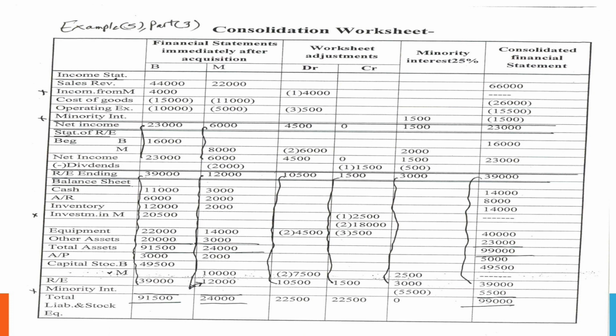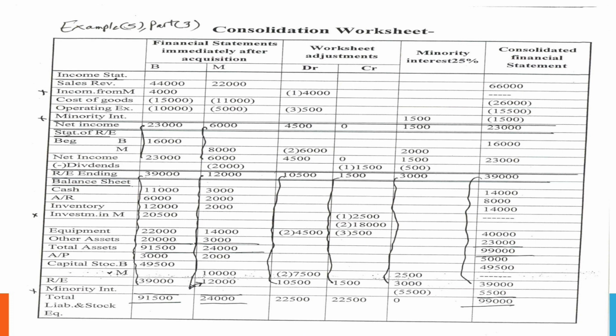Look at it again. When you answer, you have to take an example beside you and do it again to understand it. Where does this number come from? Under company B, beginning 16,000, plus 23,000 from the income statement, means ending retained earnings for company B is 39,000. For company M, beginning 8,000 plus 6,000 from the income statement minus dividend 2,000 is 12,000.